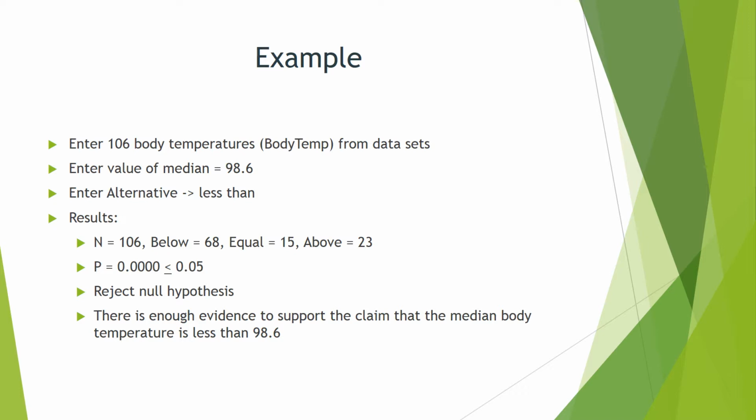When we click OK, our results say that we had 106 values, 68 were below, 15 were equal, and 23 were above. Since our alternative was less than, and we had an overwhelming number less than 98.6, 68 of them, that gives us a p-value of 0, which is certainly less than 0.05, so we reject the null hypothesis. There is enough evidence to support the claim that the median body temperature is less than 98.6.